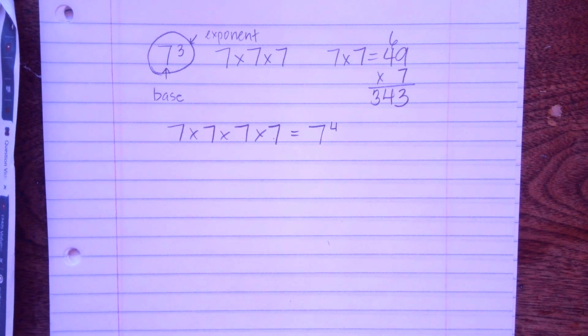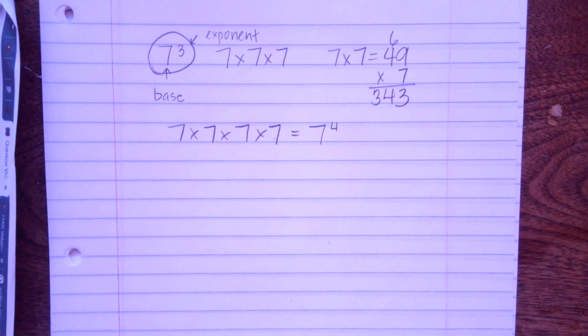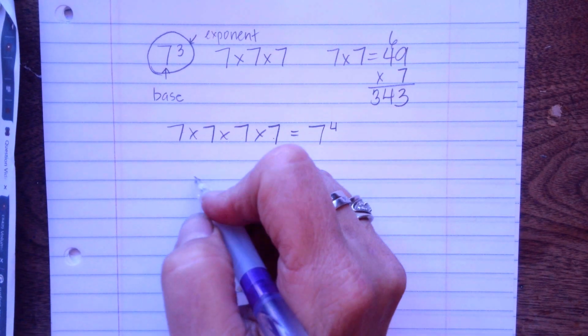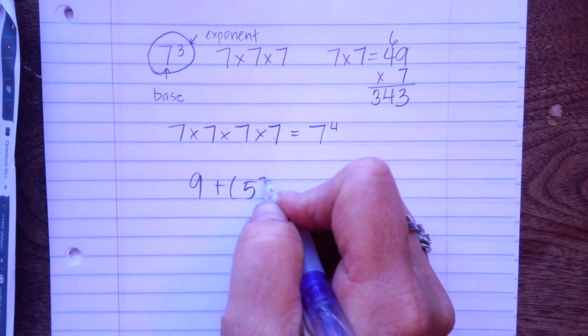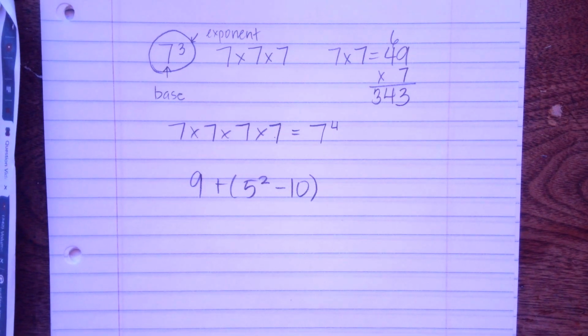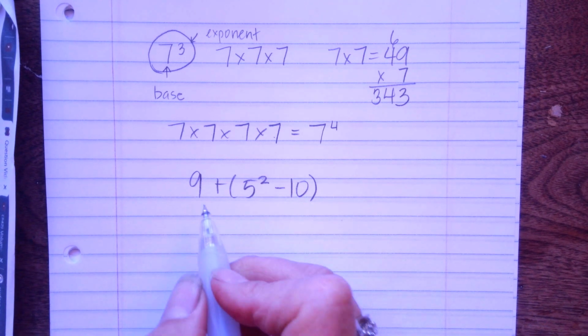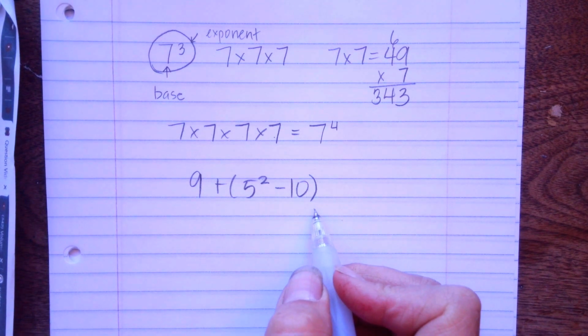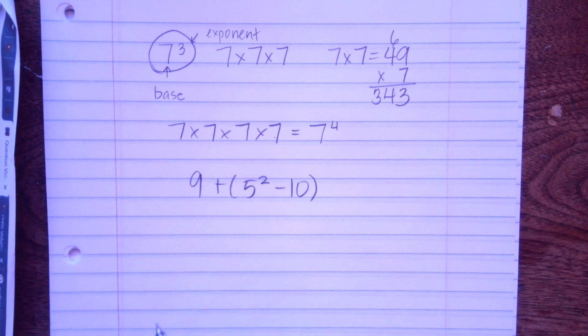Now, I'm assuming that you've done order of operations, which means that they're going to give you a problem that could look a lot of different ways, but it might look something like that. There's a specific order that we do this in, and if you actually do it in the wrong order, you're going to get the wrong answer.